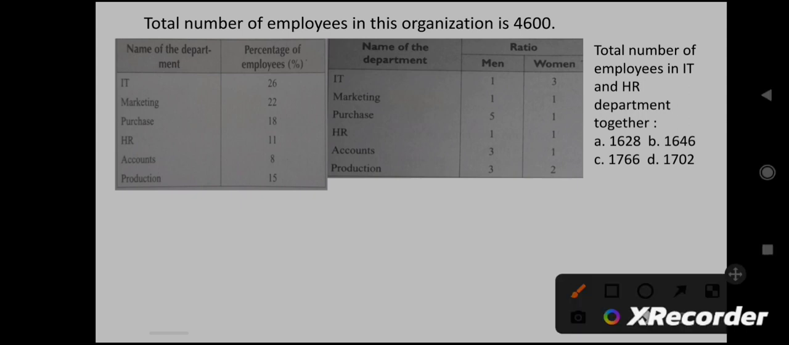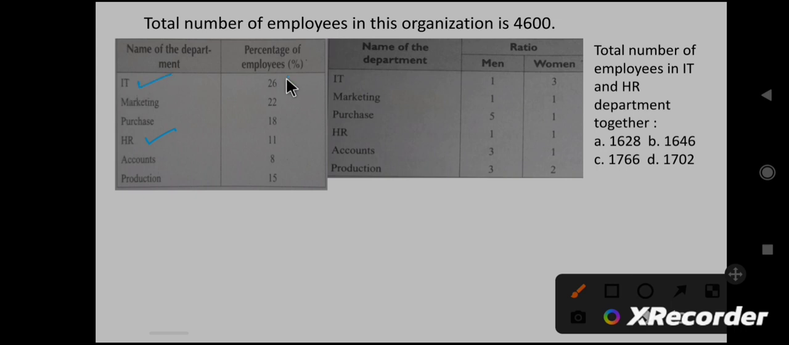Okay, the next question. We have the same data, that is the total number of employees, and these two tables. This is the information provided to us, and let me read the question. Total number of employees in IT and HR departments together. They want to know the total number of employees in two different departments together. For this, first we need to know the percentage of people in the HR department and IT department.